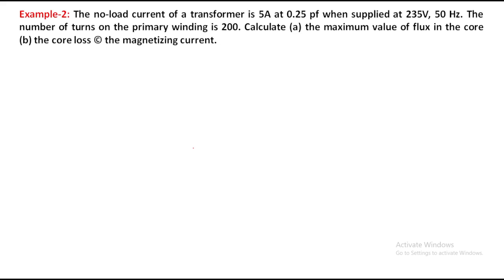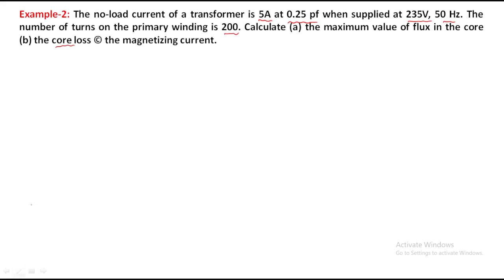the no load current of a transformer is 5 amperes at 0.25 power factor. So this is the problem based on operation of transformer under no load condition. The no load current is 5 amperes, and the no load power factor is 0.25, when supplied at 235 volts, 50 hertz supply. The number of turns on the primary winding N1 is 200, and we have to calculate the maximum value of flux in the core, the core loss, and the magnetizing current.